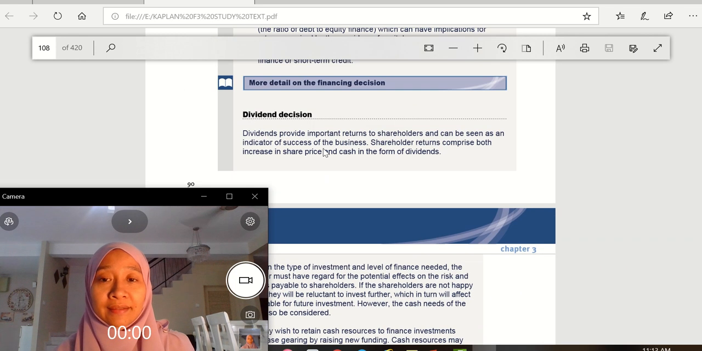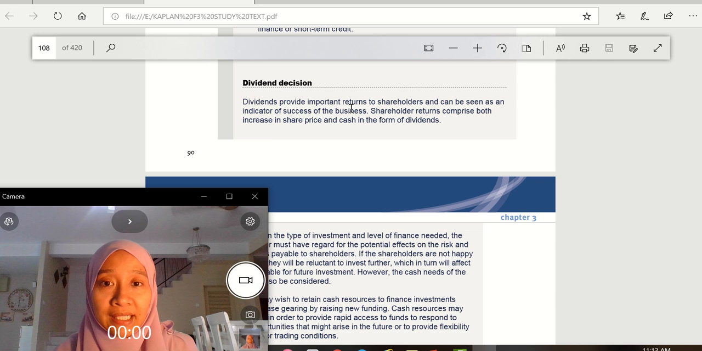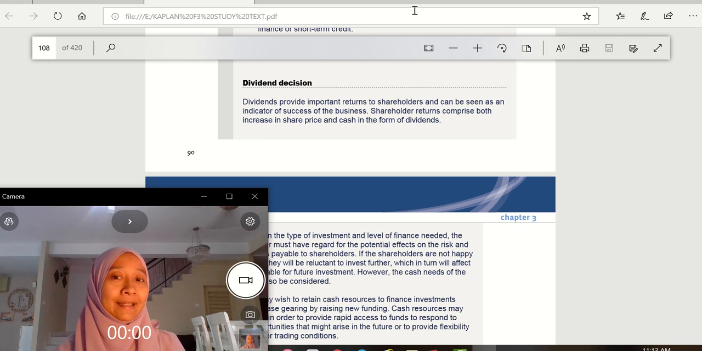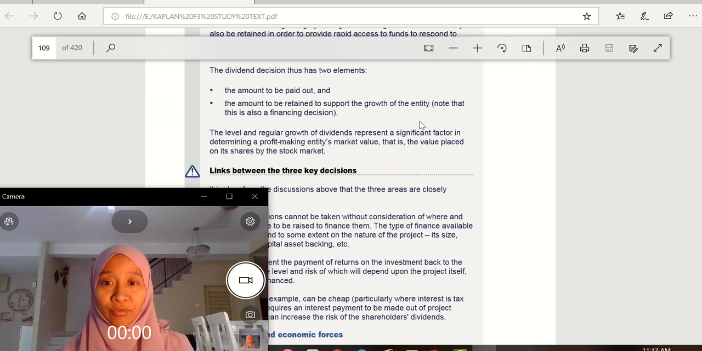Then we look at the dividend decision. Dividends provide an important return to shareholders and can be seen as an indicator of the success of a business. Of course, this is the main thing. Sometimes you have to make sure that the amount of dividend paid is consistent, and this is where the ratios come in. You not only consider what the existing shareholders are looking for, but also attracting new investors to invest in the company, which is the main thing companies normally have to consider.